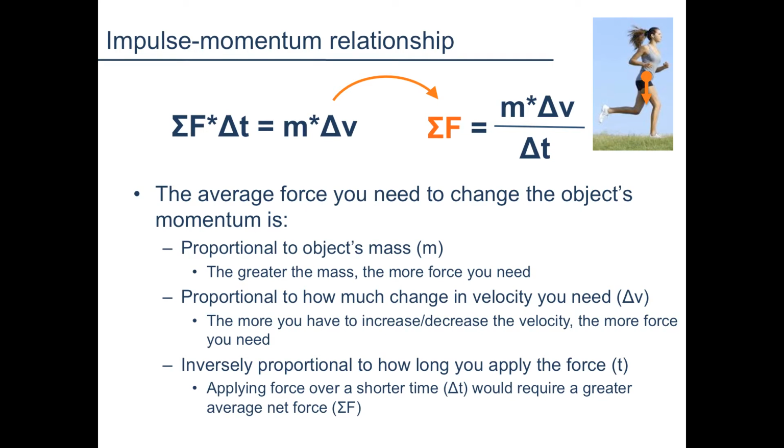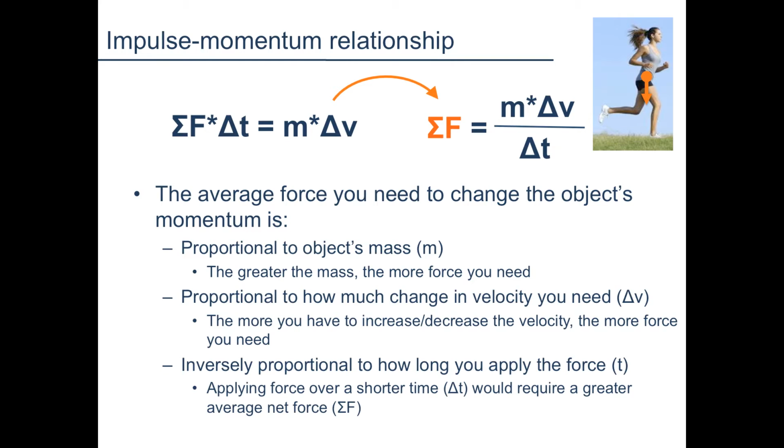Now, rearranging the impulse-momentum relationship to look like what's on the right side here is helpful in understanding how much force is needed to change the object's momentum and velocity. Based on the equation, you see that the amount of force you need is proportional to the object's mass and how much change in velocity you need to achieve. This means the greater the object's mass, the more force is needed. It also means that the more momentum or velocity the object has to begin with, the more force you will need to decrease the momentum and velocity of the object to zero.